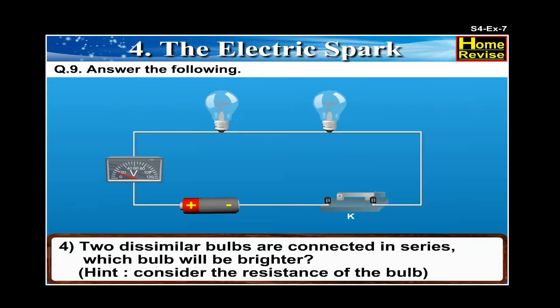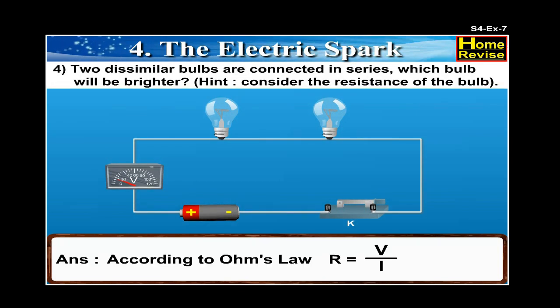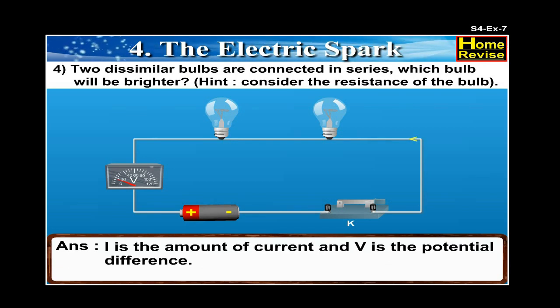Fourth, two dissimilar bulbs are connected in series. Which bulb will be brighter? Hint: consider the resistance of the bulb. Answer: according to Ohm's law, R is equal to V upon I, where R is resistance, I is the amount of current, and V is the potential difference.